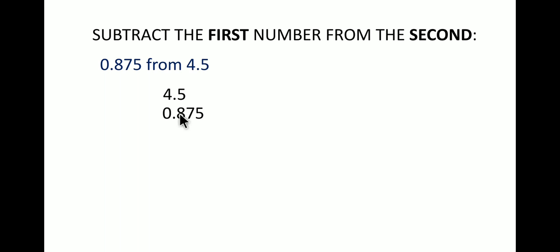So 4.5 and 0.875. Here the decimal places is 3 and here it's 1. In order to make the decimal places equal for both the decimal numbers, we will put zeros out here. Okay, so 4.500 and 0.875. Now we can easily subtract, and when you do the subtraction like you normally do, you will get the answer 3.625.